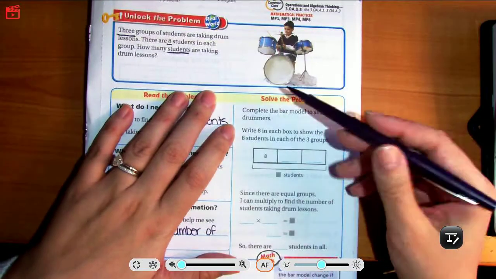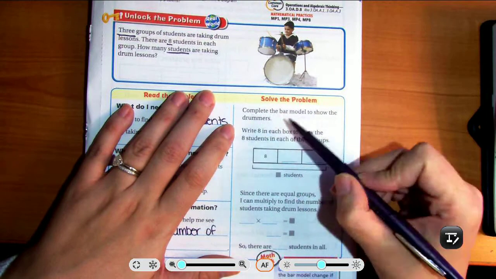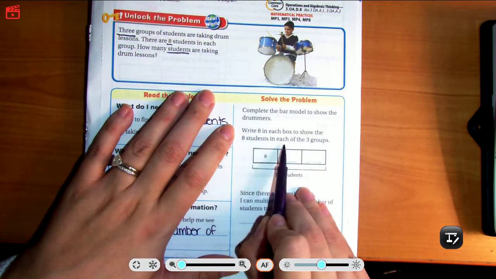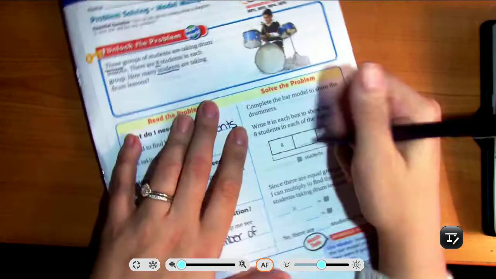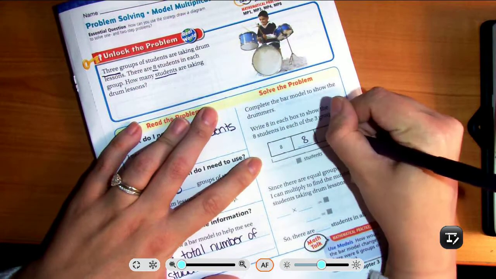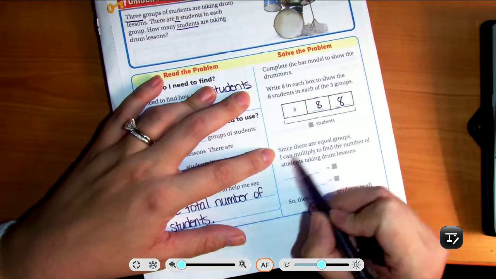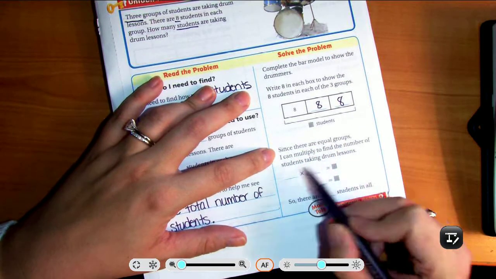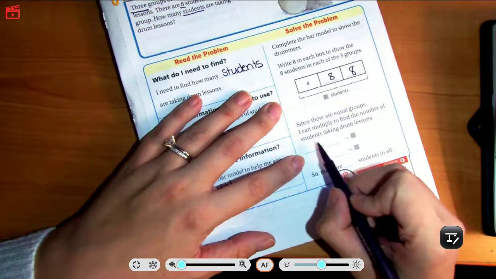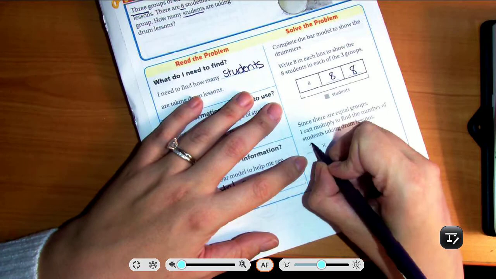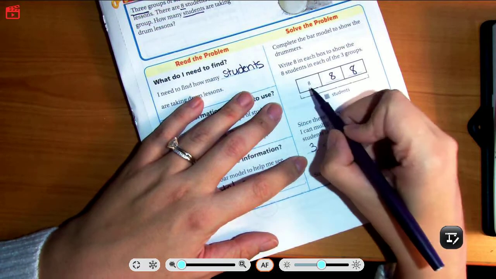Solve the problem. Complete the bar model to show the drummers. Write 8 in each box to show 8 students in each of the 3 groups. So, okay. Since there are equal groups, I can multiply to find the number of students taking drum lessons. Remember, my first factor is the number of groups. So we have 3 groups of how many students? 8.